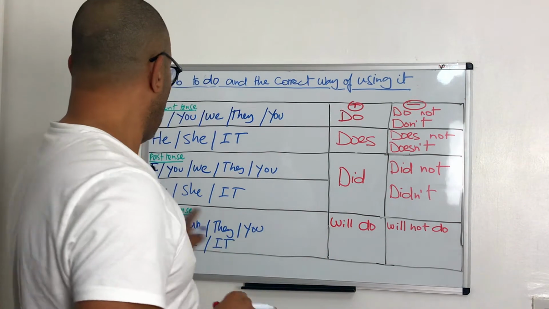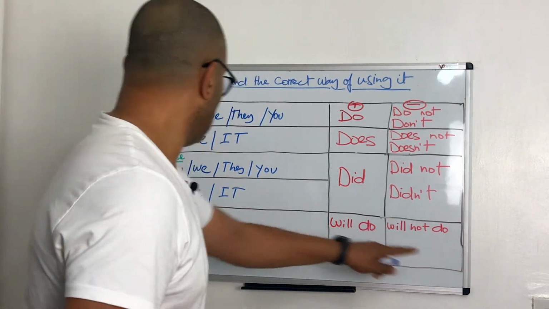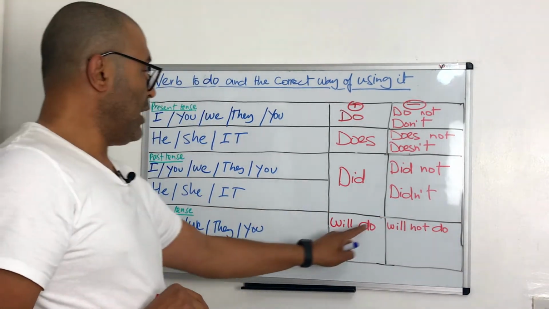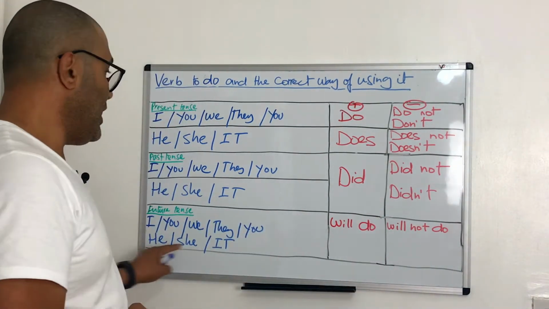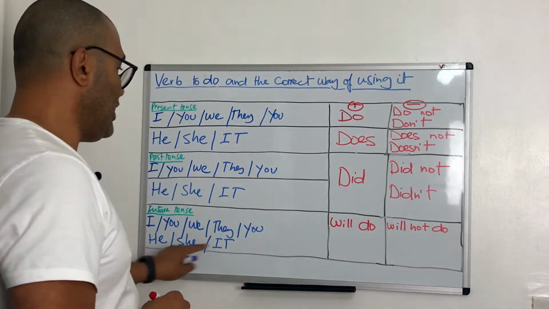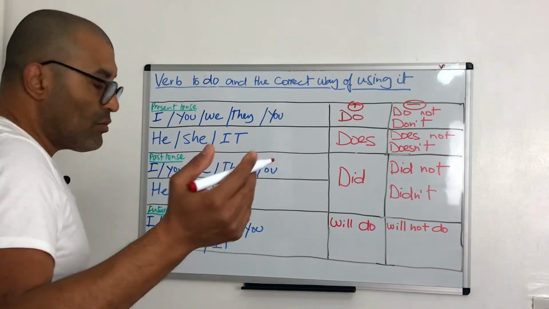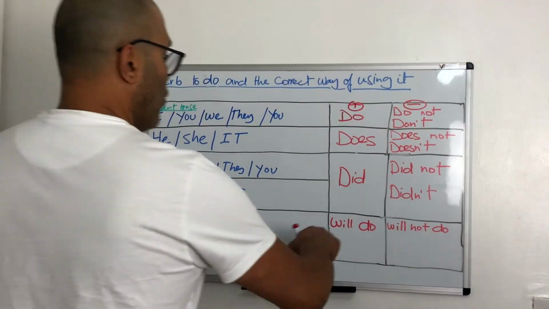I will not do. You will not do. We will not do. They will not do. He will not do. She will not do. It will not do. For the contraction, some people do it another way: won't do.